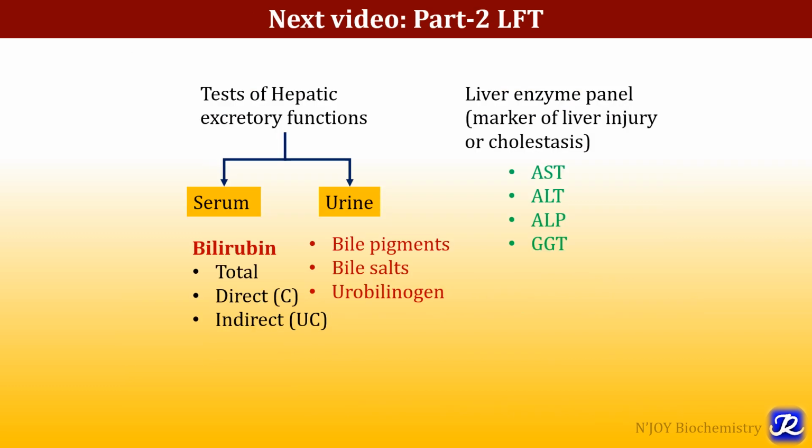So far in this video, that is part 1 of liver function tests, we have discussed what the major functions of the liver are, what the indications of liver function tests are, and how the liver function tests are classified. In the next video we will discuss the tests of hepatic excretory function, that is estimation of serum bilirubin, and various tests done in urine, that is bile pigment, bile salts, urobilinogen, their clinical significance, and the various liver enzyme panel and their clinical significance, and the basis and rationale of estimating all these enzymes as part of liver function tests. We are going to discuss that in more detail in the second part.